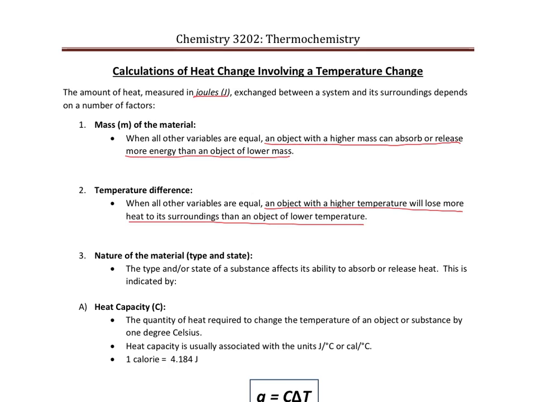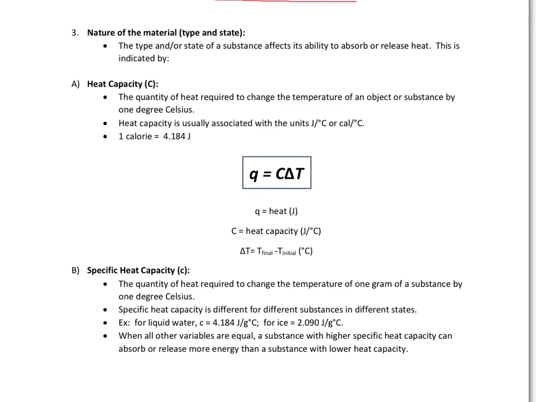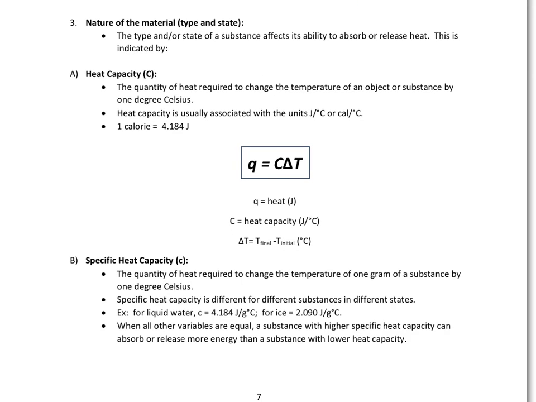The last factor that has an effect on the amount of heat exchanged between a system and its surroundings is the nature of the material, meaning the type of material and the state of matter the material is in. The type or state of a substance affects its ability to absorb or release heat. This is indicated by either the heat capacity, which is a capital C, or the specific heat capacity, which is a lowercase c.